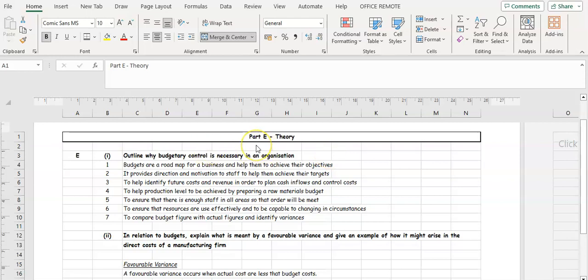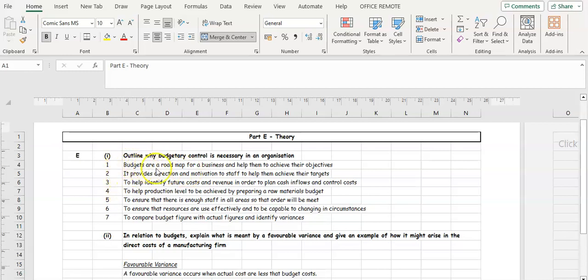Okay, so let's have a look at part E, a bit of theory. All this theory you can get from the website and from the booklet that I've done up for this. It says outline why budget control is necessary in an organization. So you might have 3 or 4 of these.